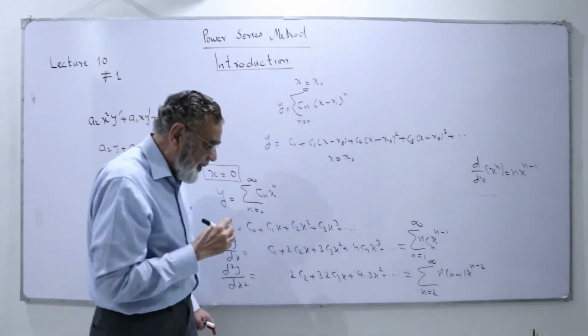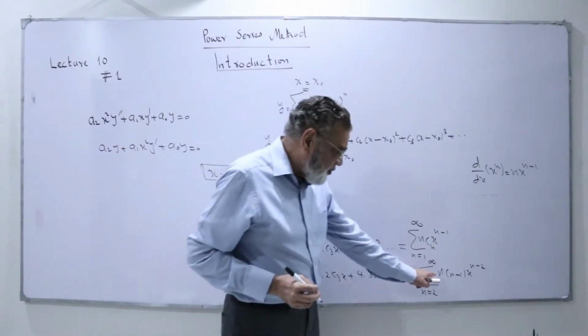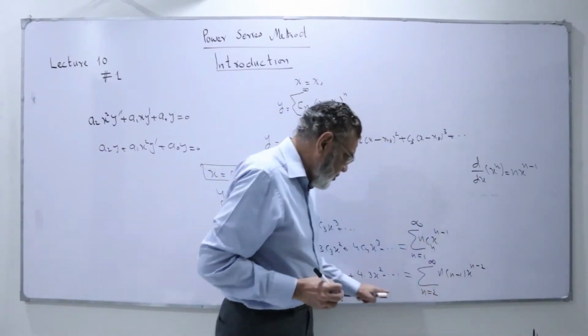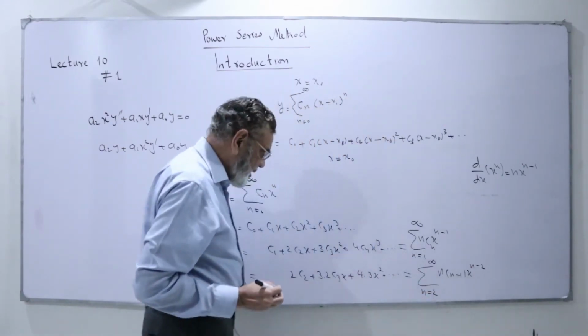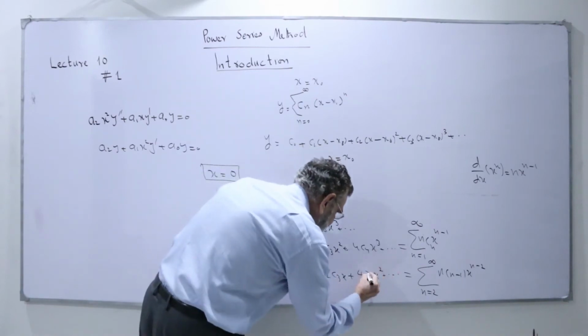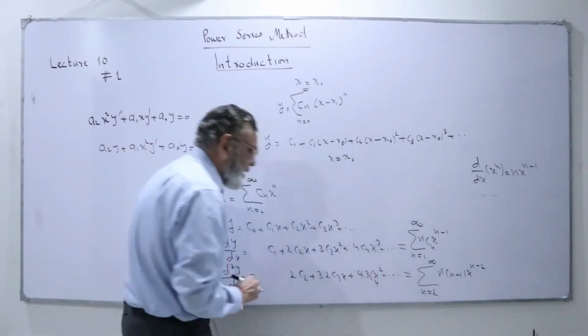We can take, for example, n equal to 4. When we take it, it is 4 into 3 c4 x to power 4 minus 2. We get this equation. Here is c4 also, which was missing here. This is c4, and we can get this equation.